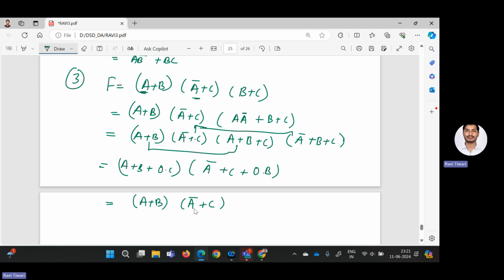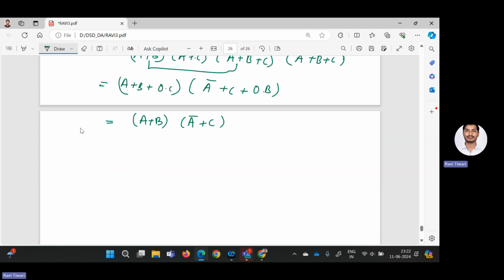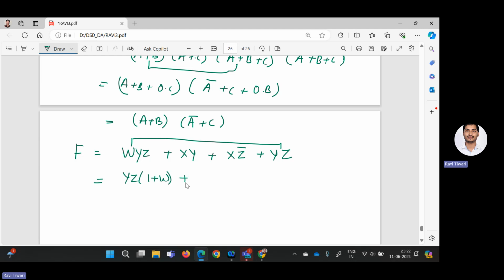Let's see another type of question. So here we have one extra question. This is F is equal to W Y Z, for example, plus X Y plus X Z bar plus Y Z. So how we can do that? You see, from the first and last, you can take Y Z common. So I am taking Y Z common. This will become 1 plus W plus X Y plus X Z bar. So this will become Y Z plus X Y plus X Z bar.